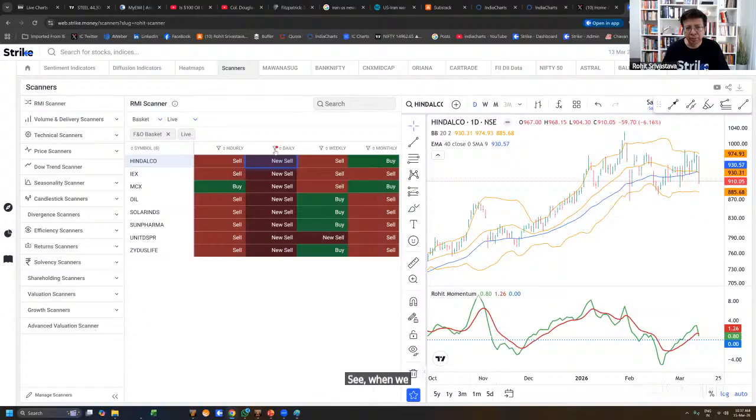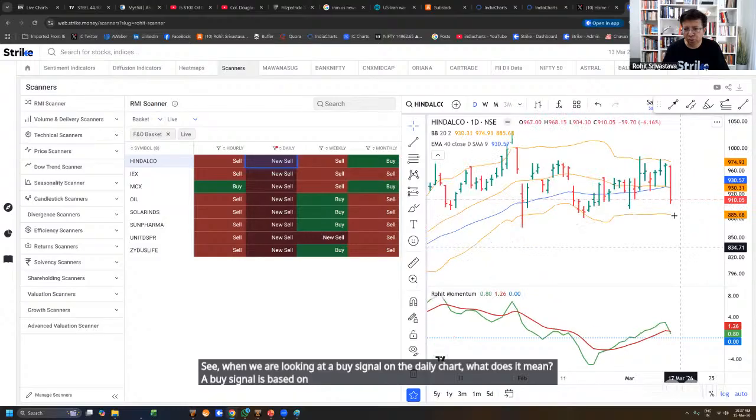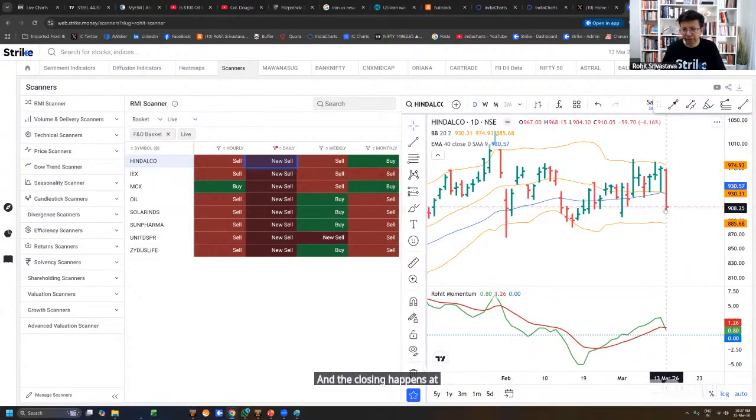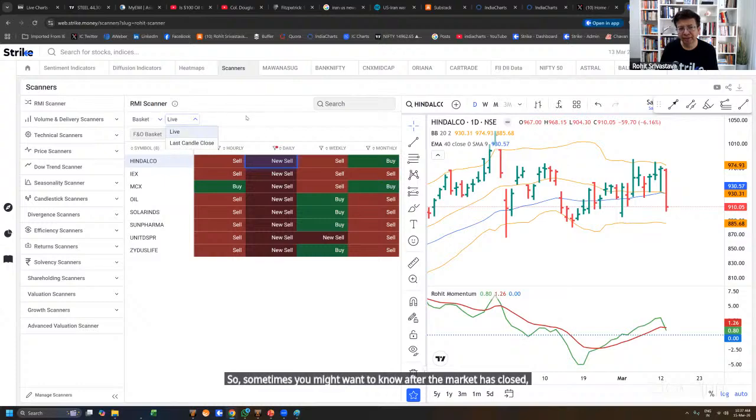See, when we are looking at a buy signal on the daily chart, what does it mean? A buy signal is based on where prices close today. And the closing happens at 3:15 to 3:30. It doesn't happen right now. So when prices actually close at 3:15, 3:30, that is when I get a buy signal. So sometimes you might want to know after the market has closed, okay, where are the buy signals today?